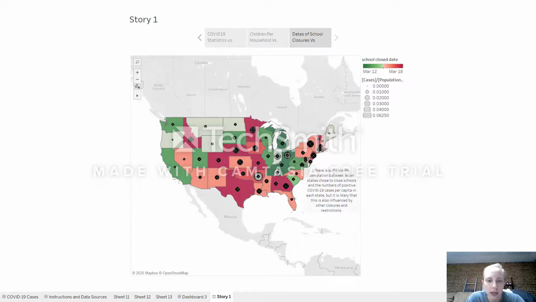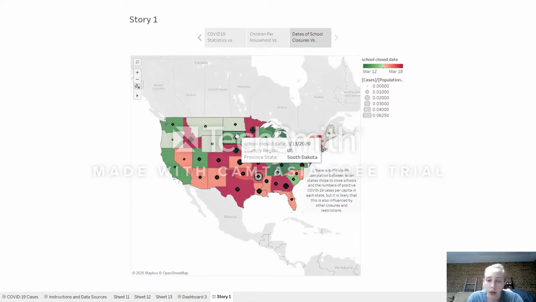You can see that these green states have smaller circles, meaning that they closed their schools earlier, and they also have fewer cases per capita. A lot of these darker green states all have small circles, other than Ohio, Indiana, and Tennessee, and a little bit Virginia. But for the most part, these green states have smaller circles. And you can also see that a lot of the darker red states have much larger circles. So they refused to close their schools as early as they maybe should have, and that may have resulted in them experiencing a higher number of cases per capita. So I think that this seems at least a little bit significant.